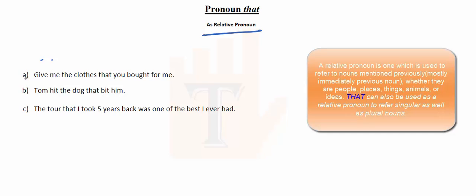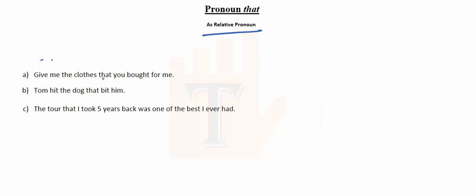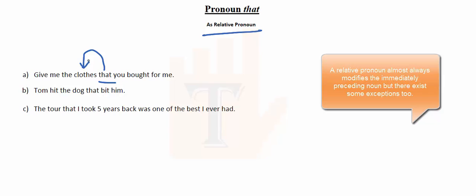Here the first example is: give me the clothes that you bought for me. When that is used as a relative pronoun, it introduces relative clauses. In such a case, this pronoun refers, in most cases, to the immediately preceding noun. It is going to modify that particular noun. So here, that you bought for me is a modifier for clothes. It gives you additional information about this noun.